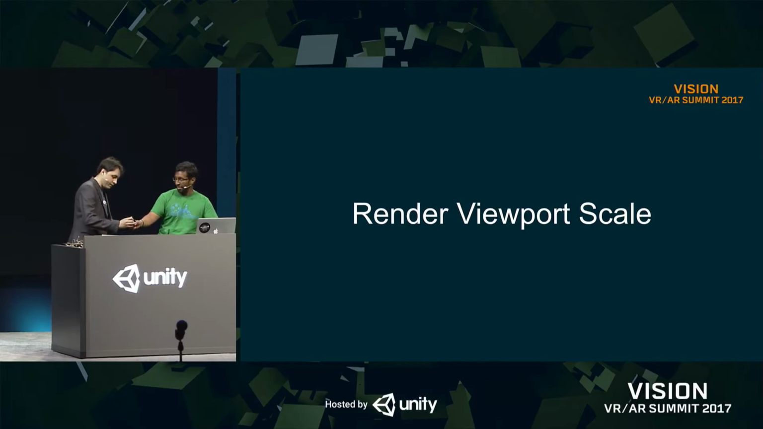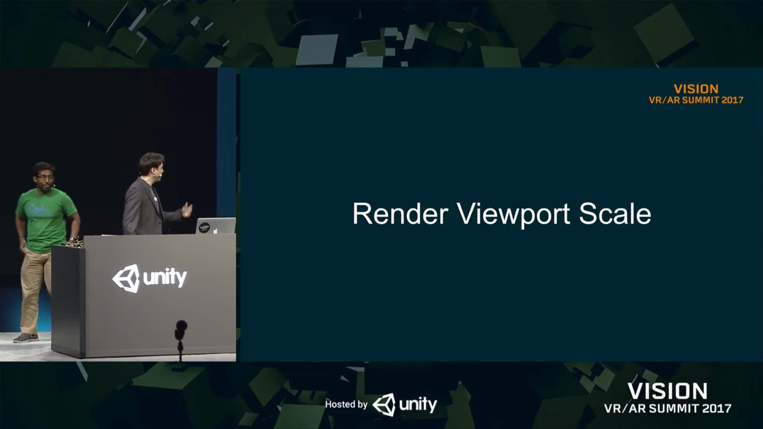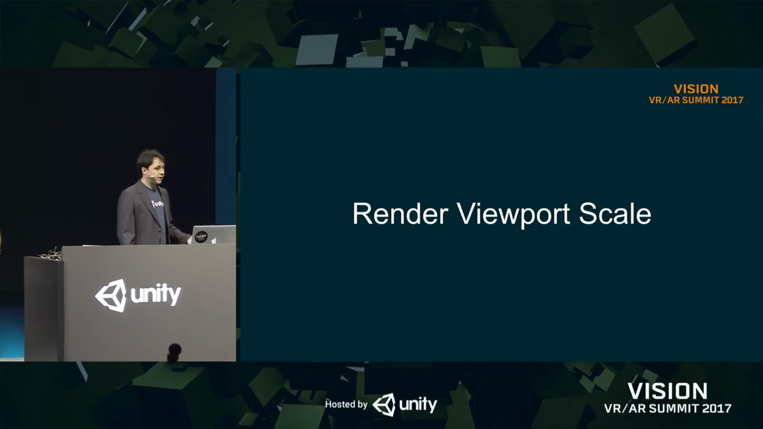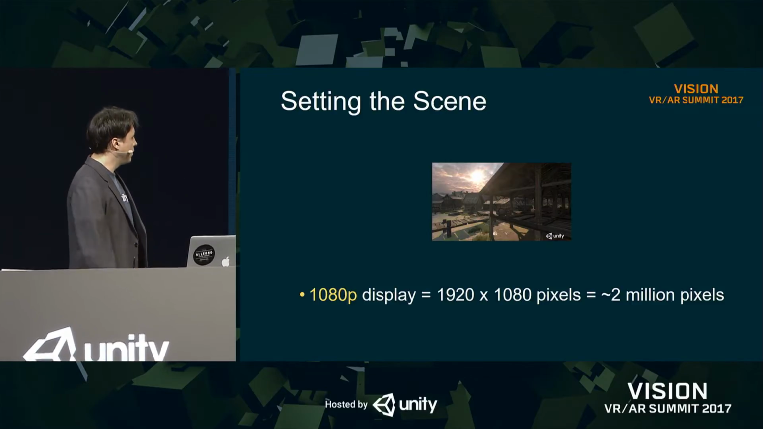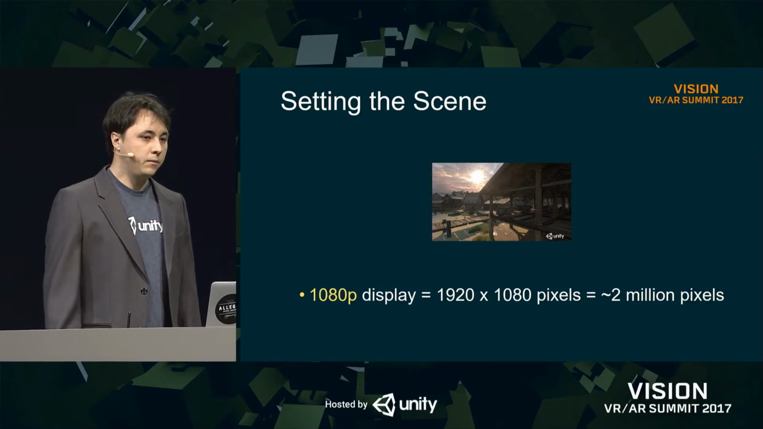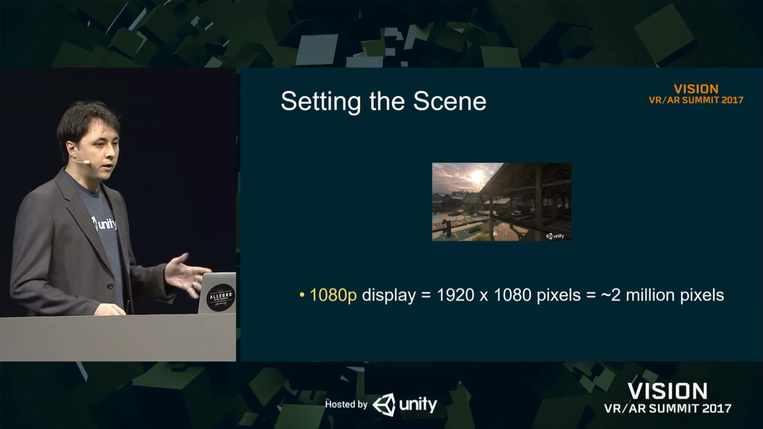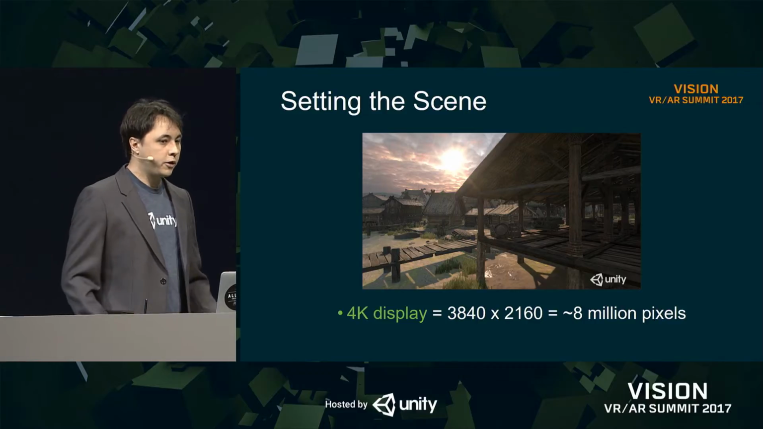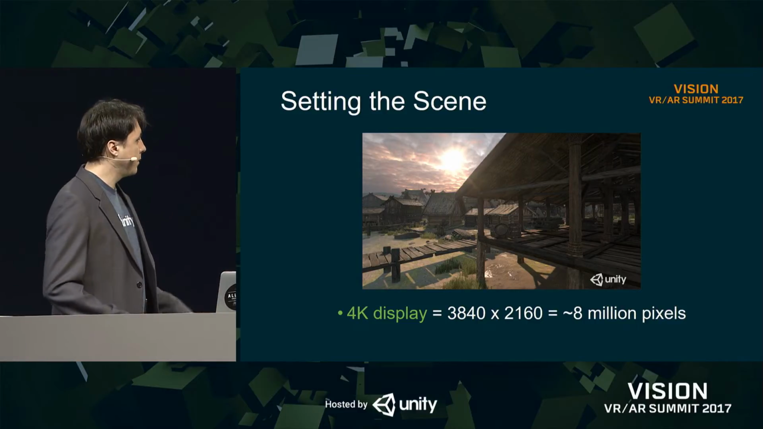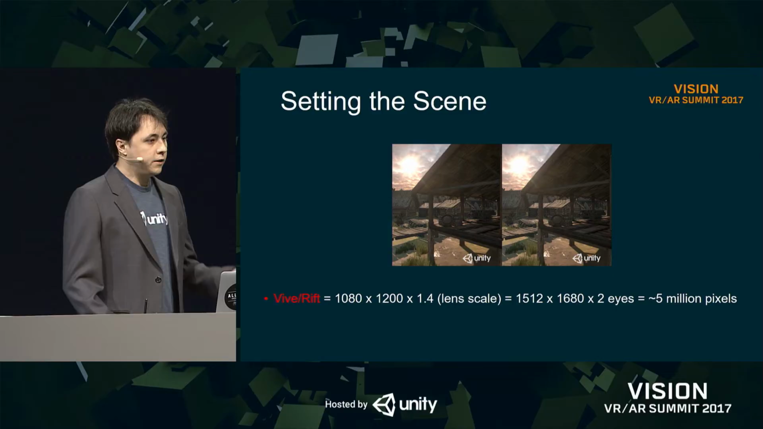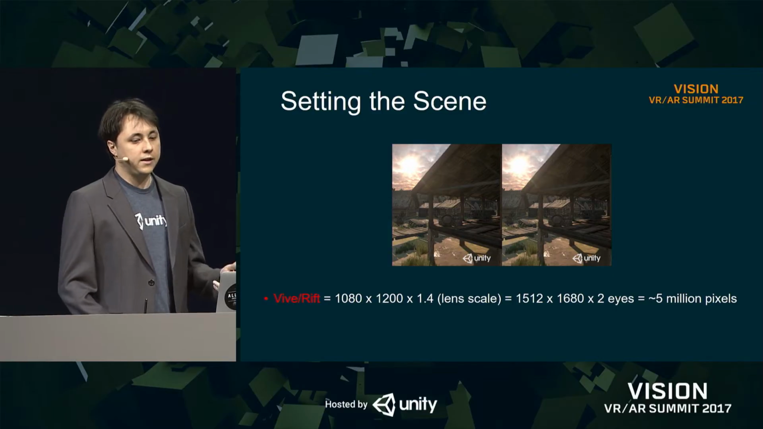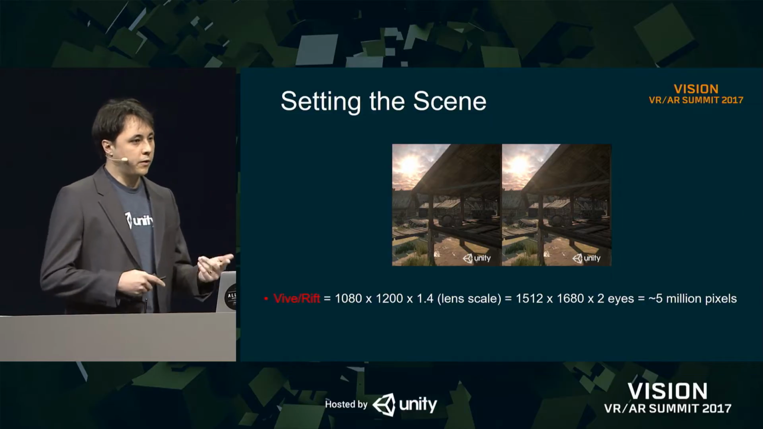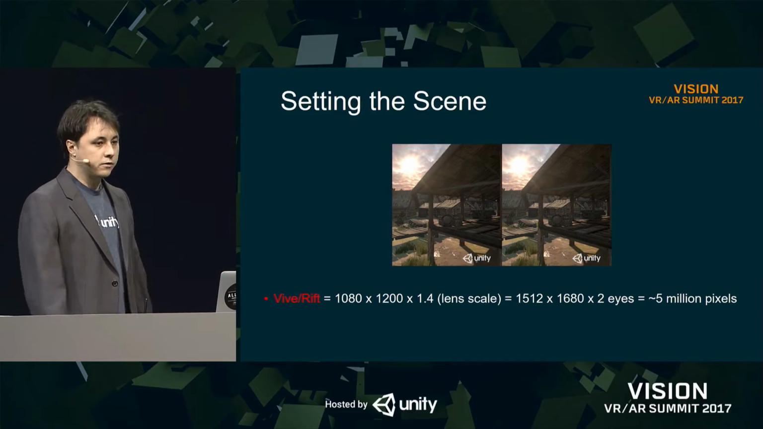Thanks, Rob. But before talking about what render viewport scale is, let's see the problem that it's trying to solve. On your average 1080p game, we render around 2 million pixels per frame. If you go 4K, we're talking about 8 million pixels per frame. Now VR, if you take into account the eye texture resolution, the lens scale, and the fact that we're rendering 2 eyes, puts us at around 5 million pixels per frame.